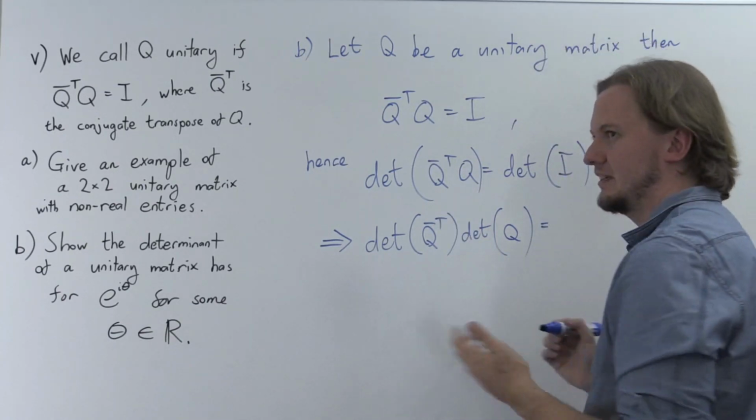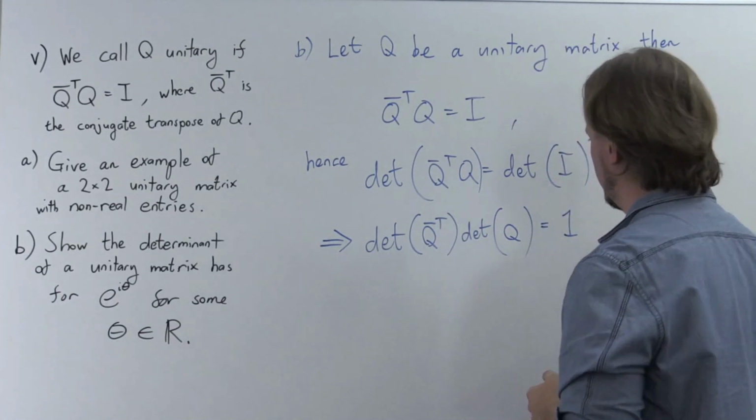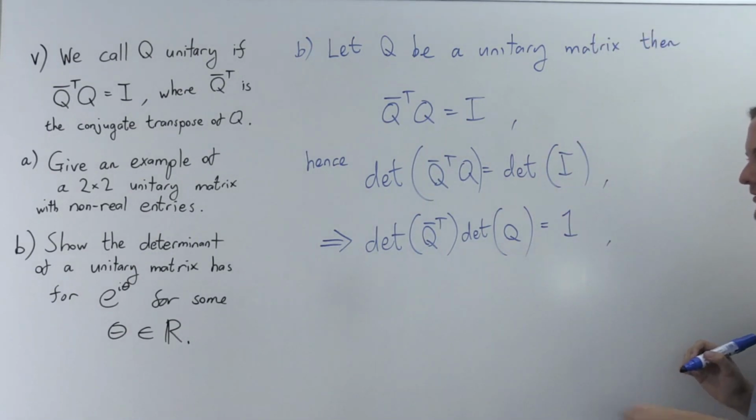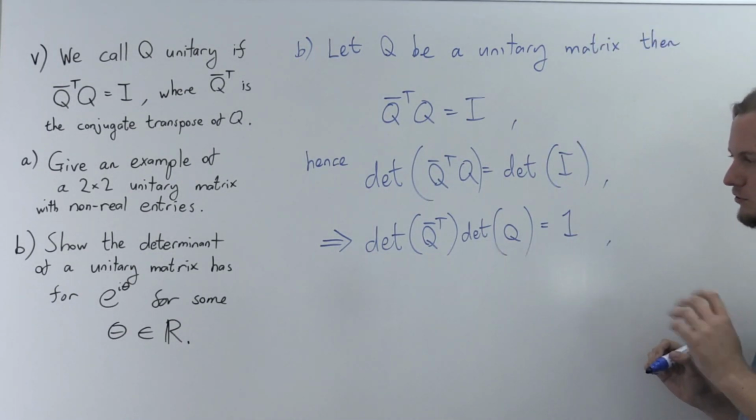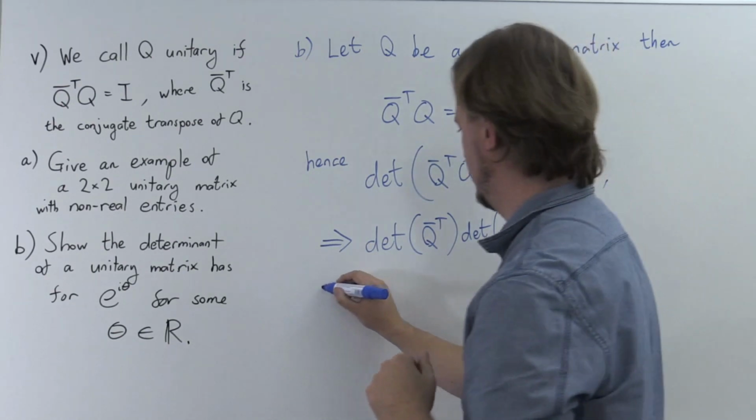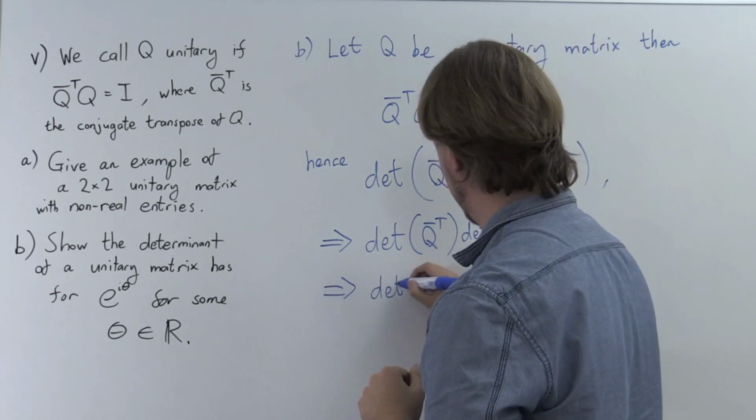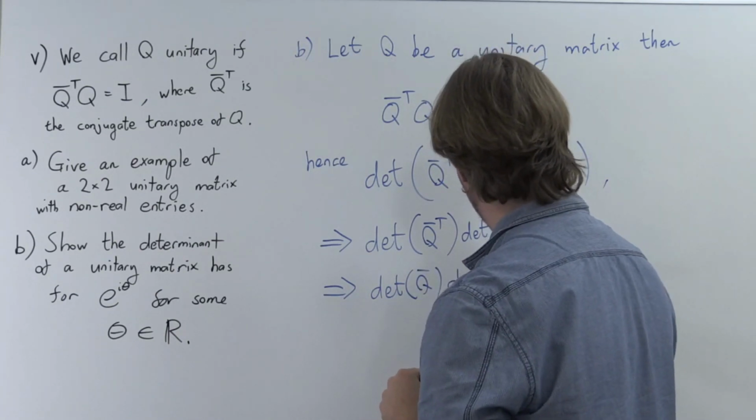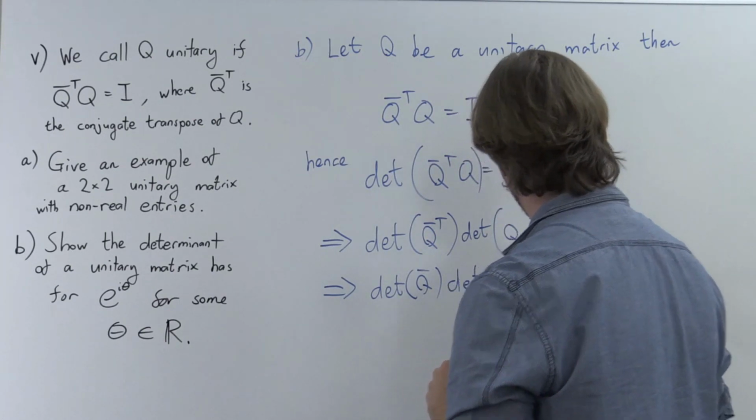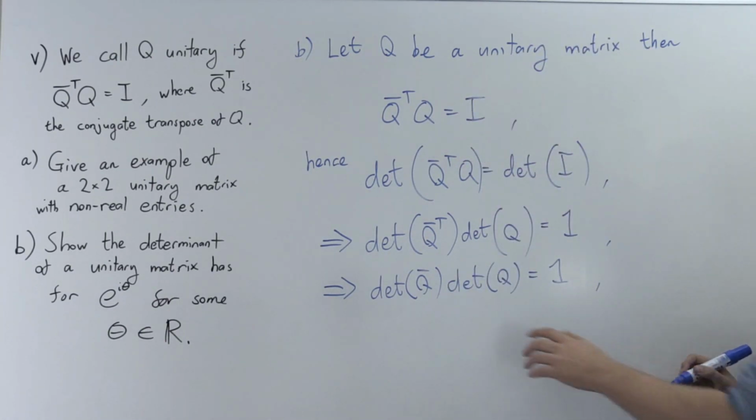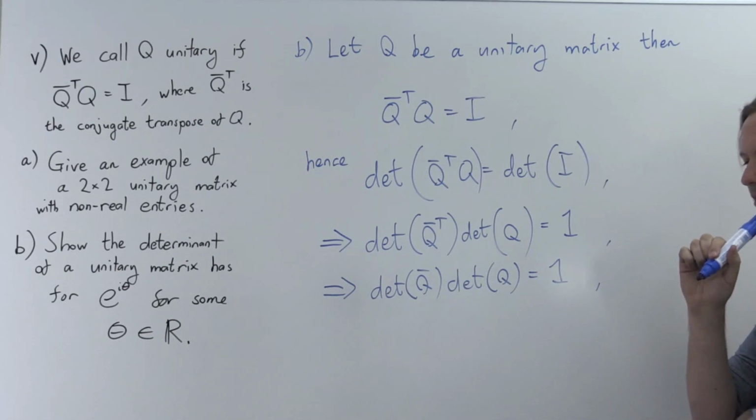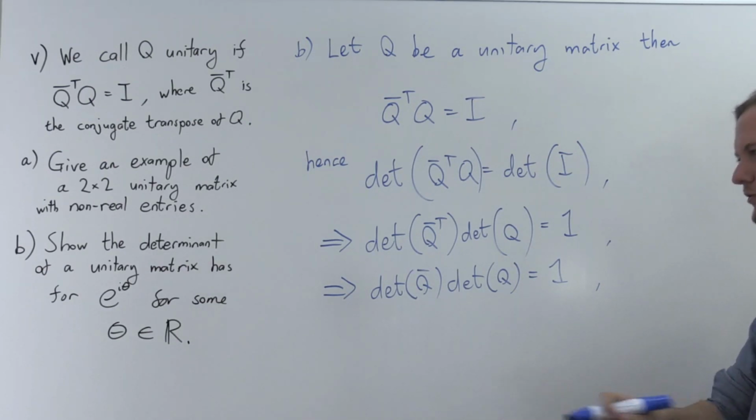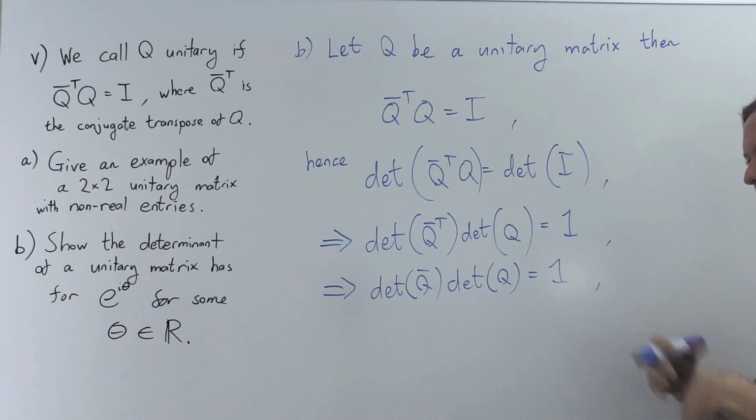Well, the determinant of the identity is always the same thing regardless. It's always 1. The determinant of a transpose is the determinant of the matrix. And here's where maybe I need to do a little bit of thought. The determinant is actually a polynomial in its entries. So if I'm taking the conjugate of all the entries, I can actually move that outside the determinant.